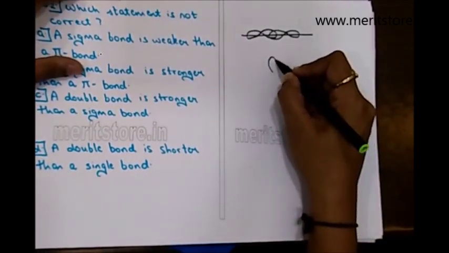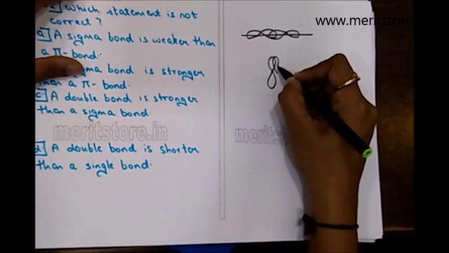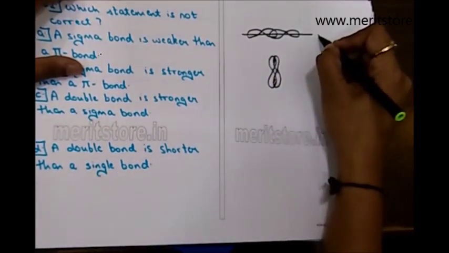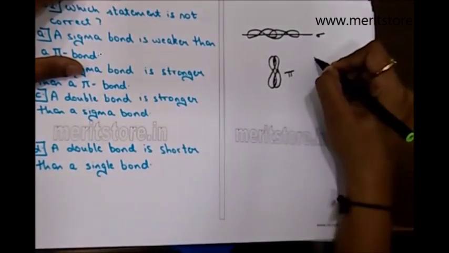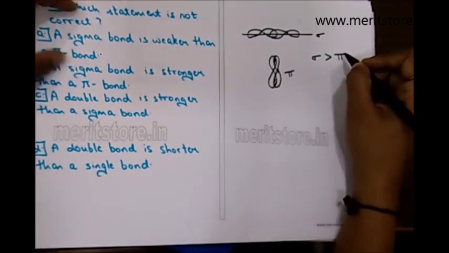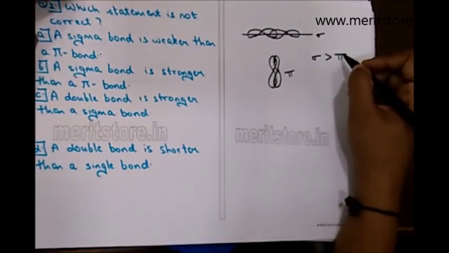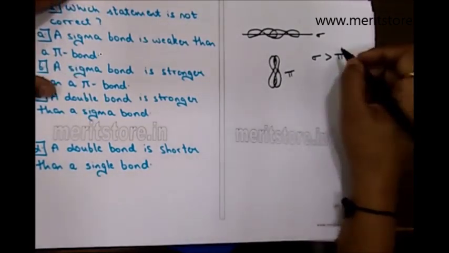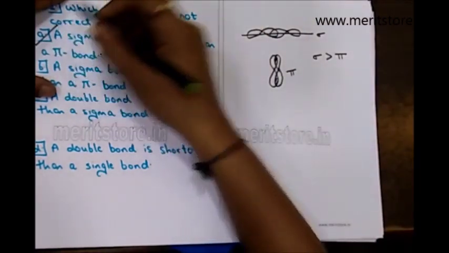But when I talk about a pi bond, it's a lateral overlap. And the lateral overlap, the overlapping is considered as a weaker. So when I talk about sigma and the pi bond, definitely the sigma bond is stronger than the pi bond. But in the option A, it has been written as a sigma bond is weaker than the pi bond. Hence the not correct statement is option A.